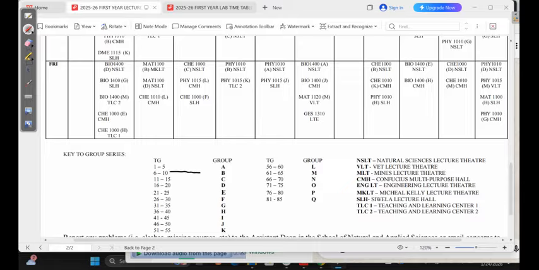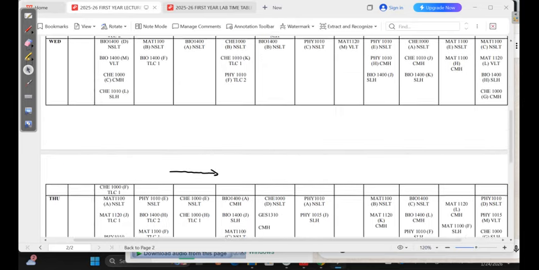So this one corresponds to group B. If you are in TG 11, 12, 13, 14, 15, you are in group C. Just like that. So that's what it means. Now, let me take you back to the timetable. Now that we know which group you belong to, if you're in TG 81, 82, 83, 84, 85, you belong to group Q. Just like that. So that's how it is. Now, if you look at the timetable, there is nothing like TG, there is a group.